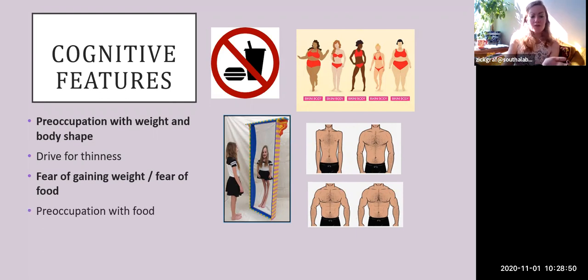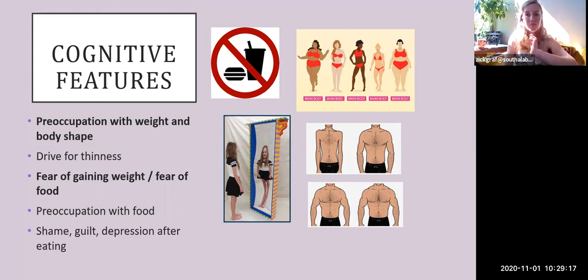People with eating disorders are often really, really preoccupied with food, and we'll talk about why later in this lecture. But because restrictive eating, compensating for eating, and binge eating are the behavioral features that define eating disorders, cognitively, people with eating disorders spend a lot of time thinking about eating and thinking about food. And then many people with eating disorders experience shame, guilt, and depression, other negative affect after eating. So feeling regretful about eating.